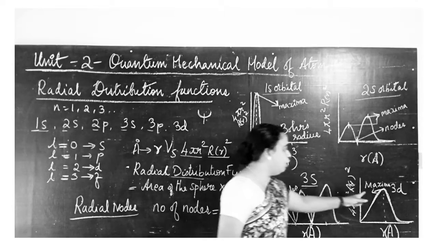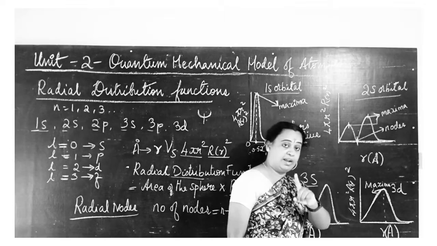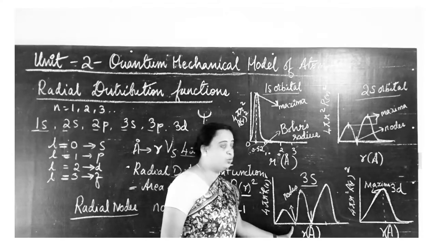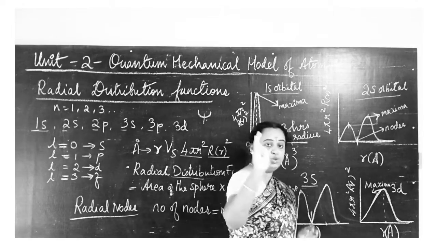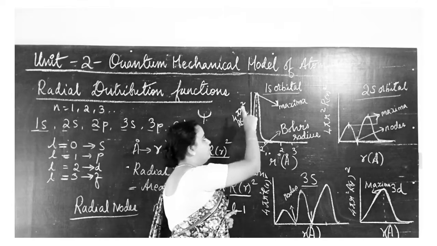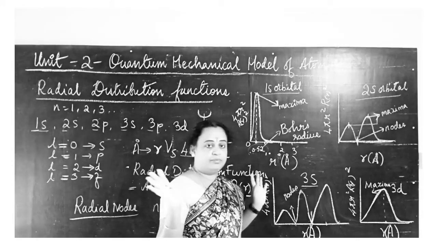So in the case of 3D orbital, there is no nodes but only one maxima. In the case of 3s orbital, there are 3 maxima and 2 nodes. In the case of 2s orbital, 2 maxima and 1 node. Whereas in the case of 1s orbital, only 1 maxima and no nodes.